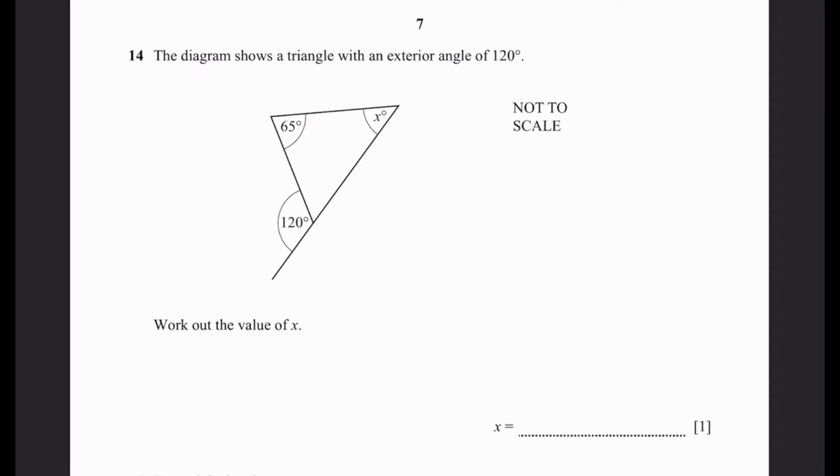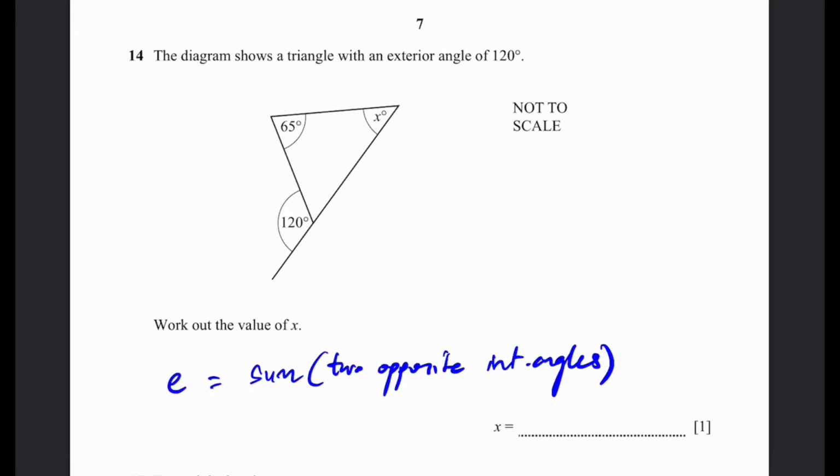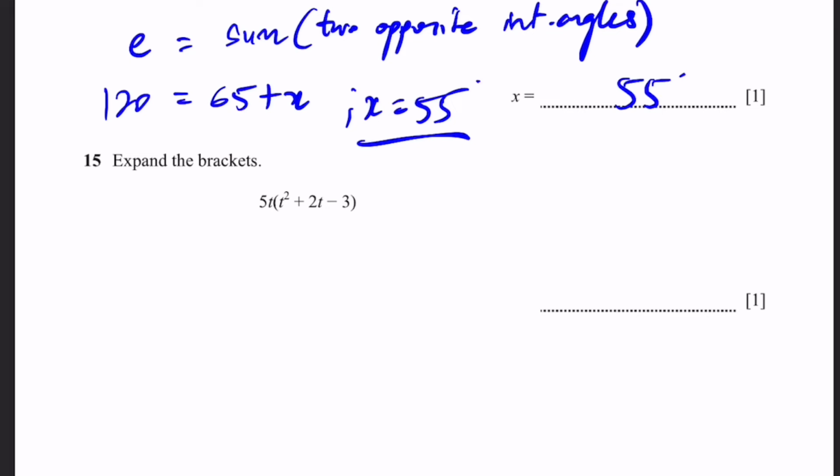The diagram shows a triangle with an exterior angle of 120. Work out the value of x. So this is the property that the exterior angle, let's say that's E, is equal to the sum of the two opposite interior angles. So the exterior angle is 120. That'll be the sum of these two. And that means 120 will be equal to 65 plus x. x is equal to 55 degrees. That's the answer.